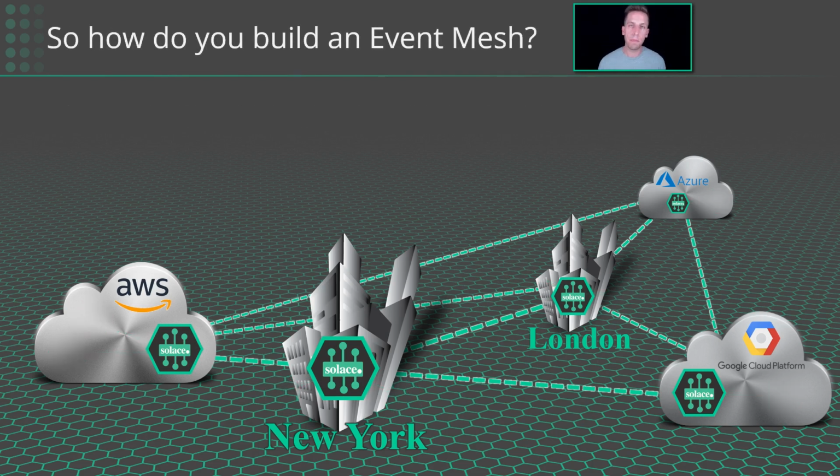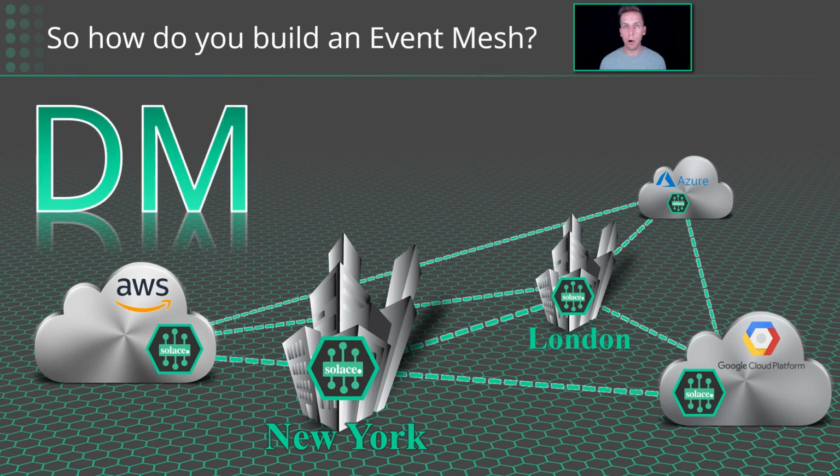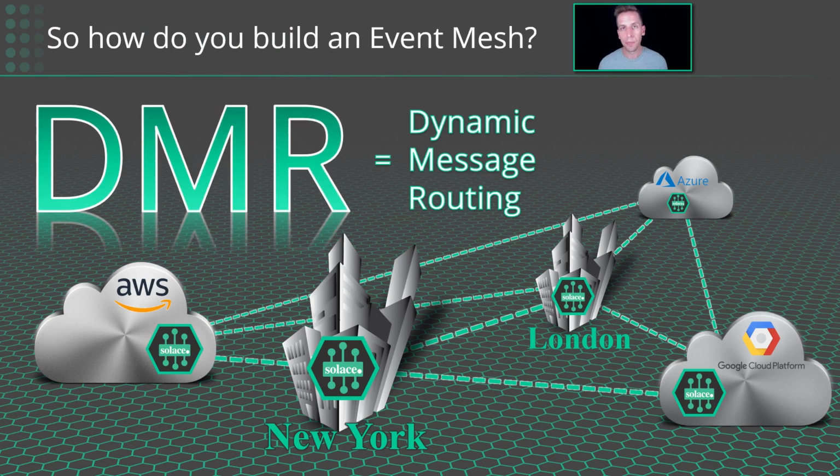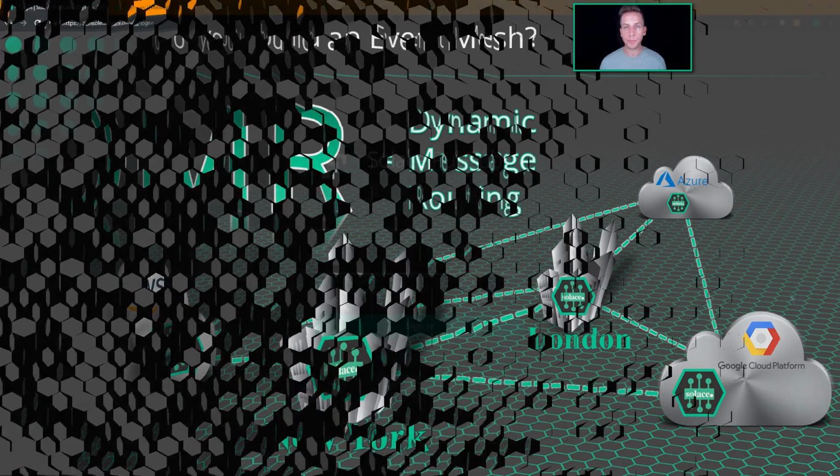So there's a lot more to event mesh than that. There's governance and security, visibility, discovery. But today we're just talking about the data movement and how to configure it. So how do you build an event mesh? Well, in Solace, the feature that enables all this is called DMR, Dynamic Message Routing. And it's what we're going to talk about today, and it's what I'm going to show you right now how to configure. So let's get on with it.